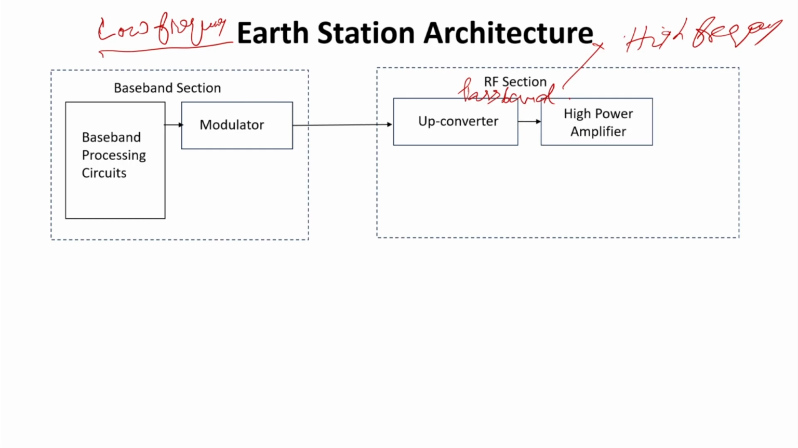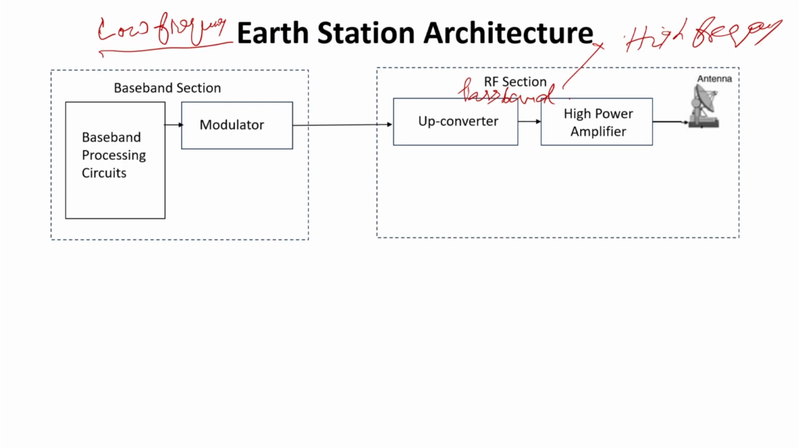After this up conversion is done, the signal is amplified by the high power amplifier, and then the signal is transmitted using the antenna. So, this is the block diagram of the transmitting section. This is the uplink signal.